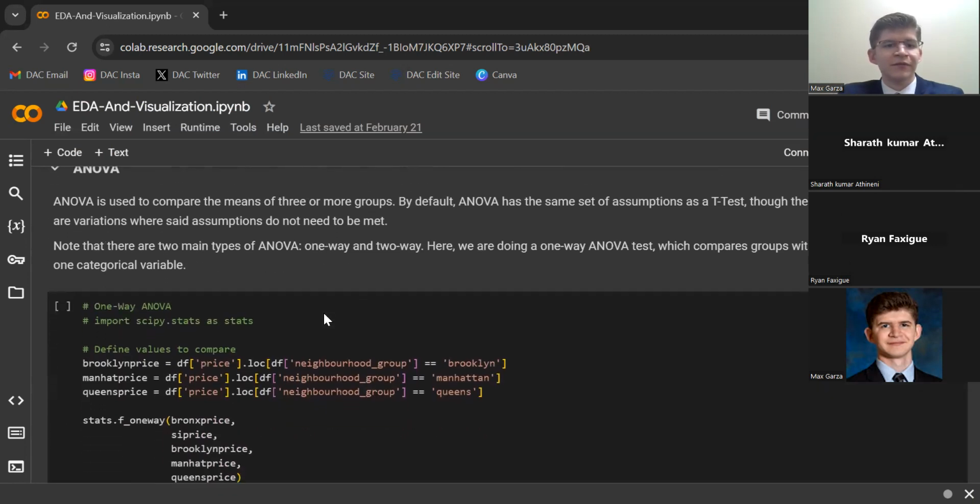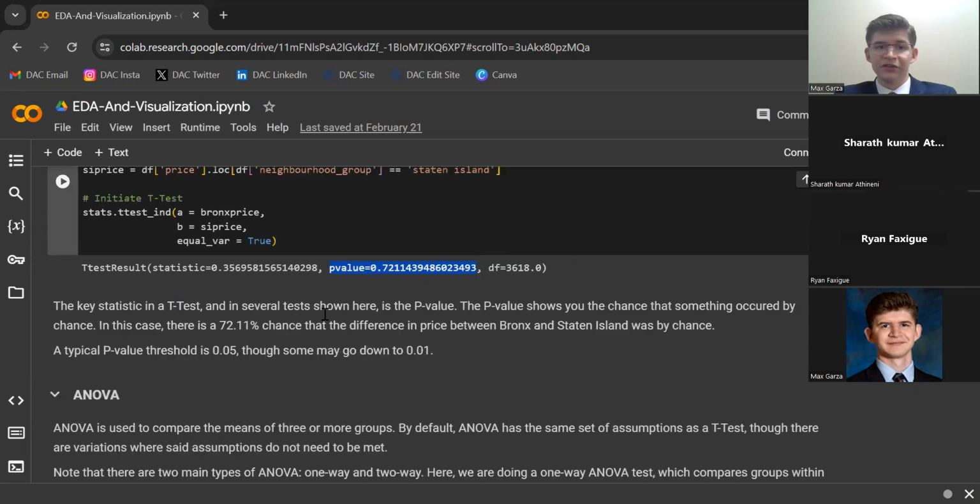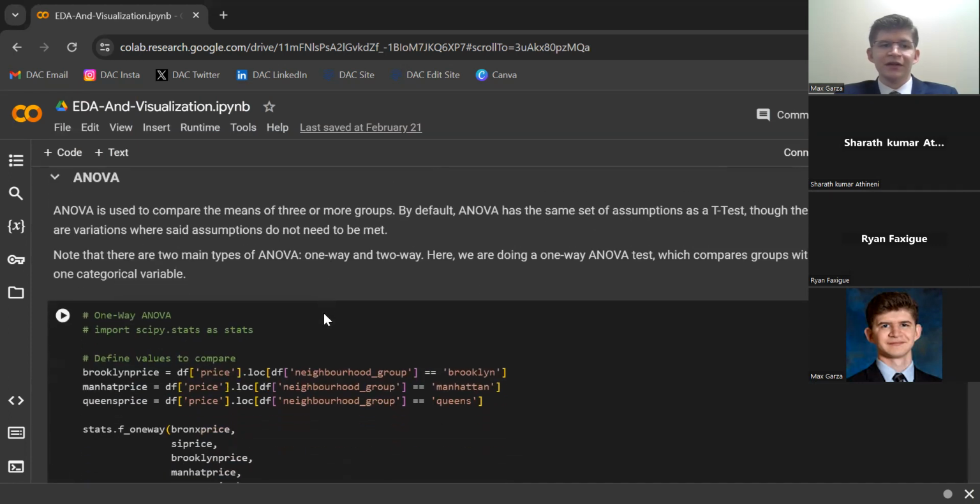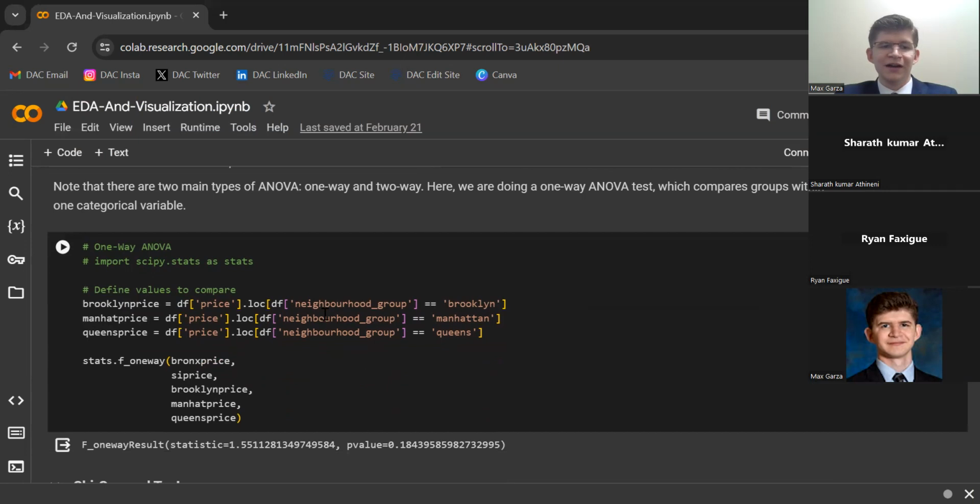Now, ANOVA can be used to compare the means of 3 or more groups, whereas a t-test will only compare 2 things. A little bit of a misconception is that ANOVA can be used on multiple different variables, which isn't entirely true. It's more like you're comparing the means within a single group. So here, you only have 2 variables: which neighborhood group it is in and your price. And we're just looking at the price mean for all the neighborhood groups and seeing if the difference between them is significant.